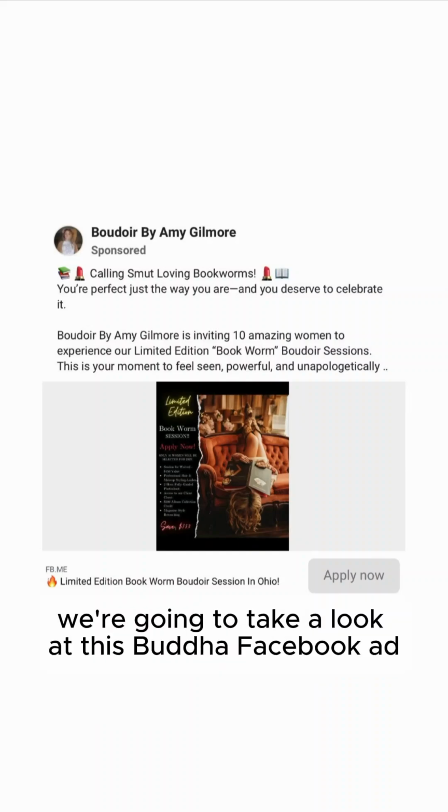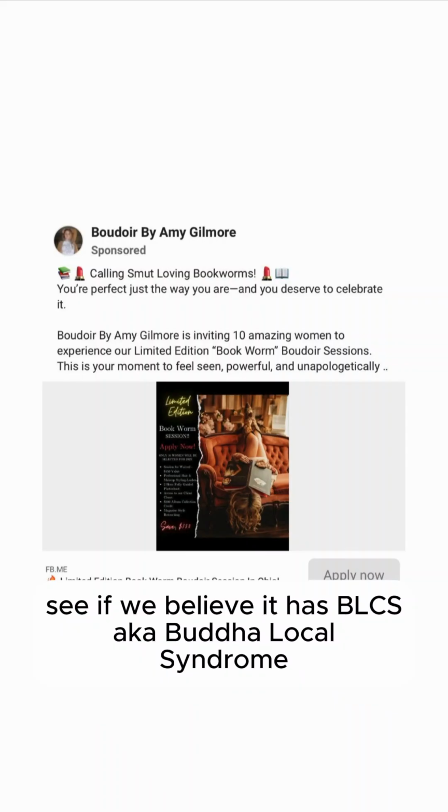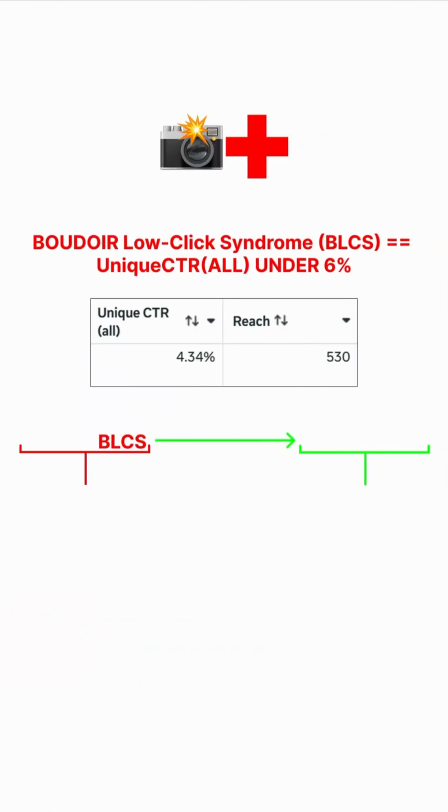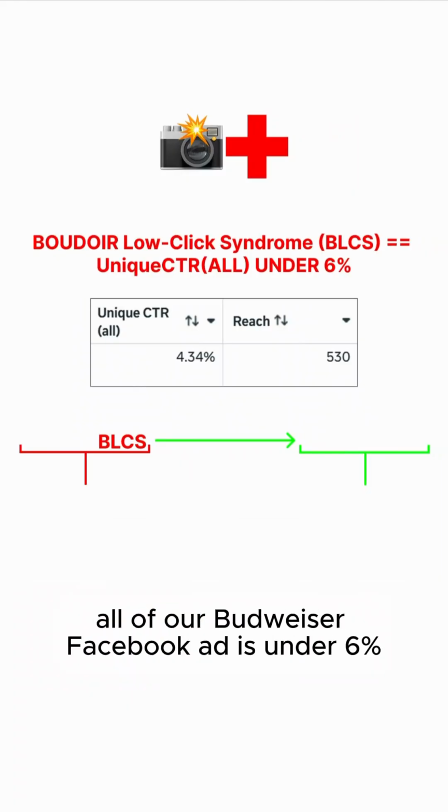All right, we're going to take a look at this Boudoir Facebook ad, diagnose it, see if we believe it has BLCS, aka Boudoir low click syndrome. So BLCS, Boudoir low click syndrome, is when the unique CTR on our Boudoir Facebook ad is under 6%.